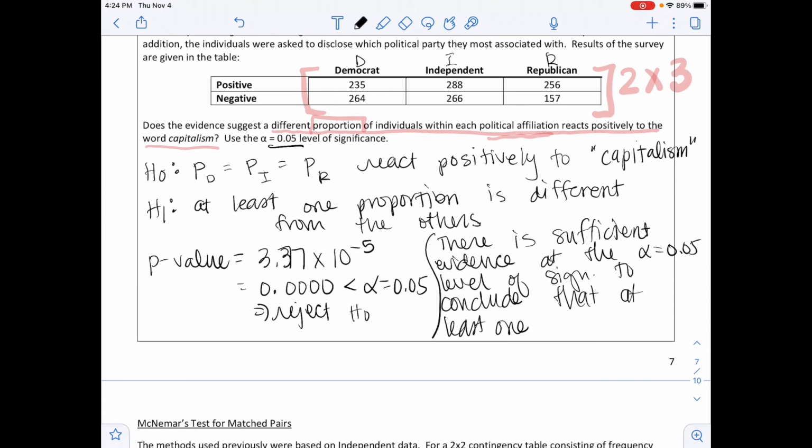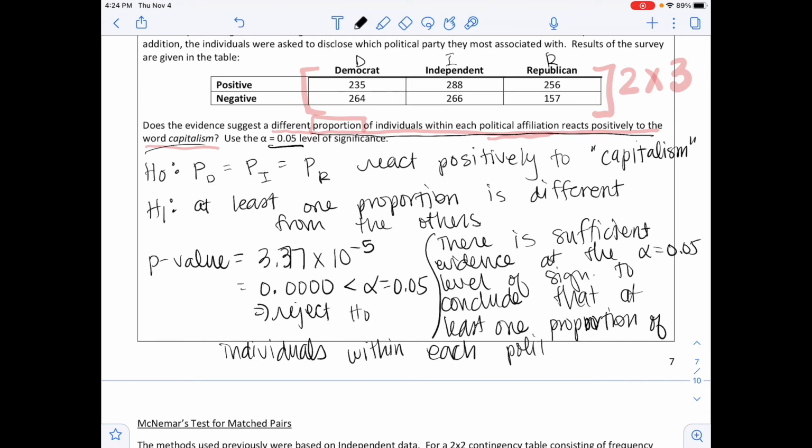proportions, and I'm going to add in a little bit more from what I wrote up above, so at least one proportion of, and I'm going to take the wording that's up here, of individuals within each political affiliation reacts differently to the word capitalism.